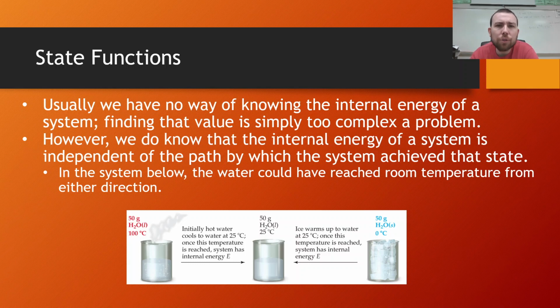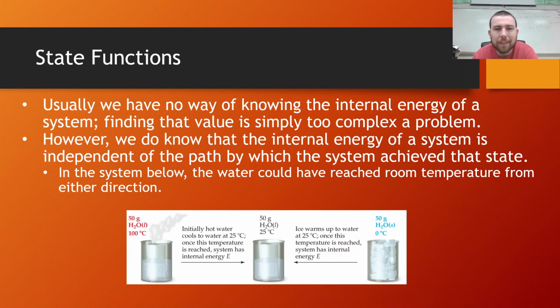So usually when we think about internal energy and even enthalpy, we have no way of knowing the actual amount of internal energy of a system. The reality is that's just simply too complex of a problem for us to be able to break down. But here's what we do know. We do know that the internal energy of a system is independent of the path by which the system achieved that state. That sounds really complicated, all right? And I want you to think about it from this perspective.